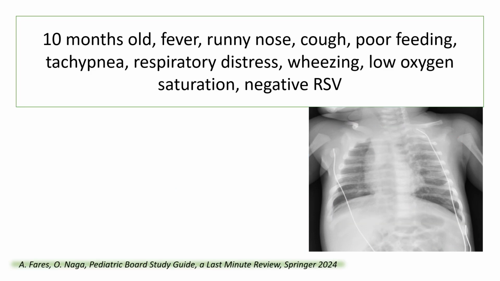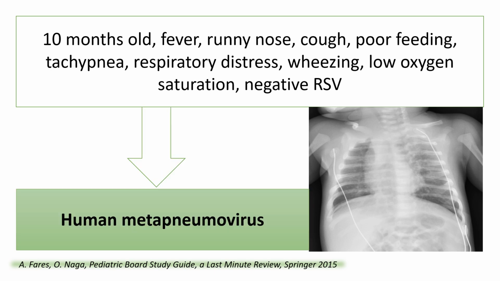If you have the classic presentation of acute bronchiolitis and RSV is negative, what is the most likely cause? Human metapneumovirus is the second most common cause of acute bronchiolitis. It is difficult to distinguish acute bronchiolitis caused by human metapneumovirus and RSV. Since the management is the same, testing is not required.